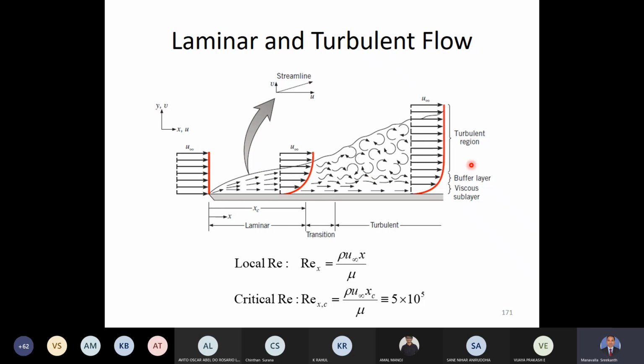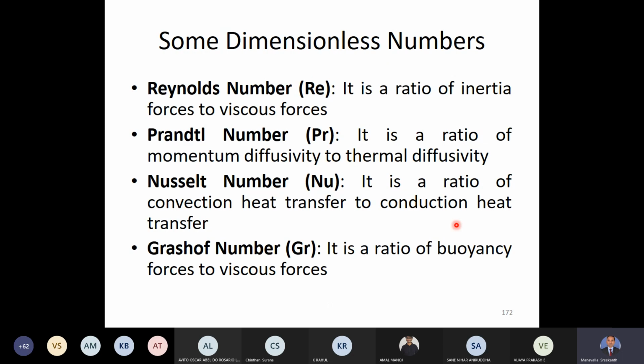Because of the changes in the velocity profiles, the amount of shear stresses exerted in this region will be different from the amount of shear stresses that are exerted in this region. So a lot of these things play a role in the heat transfer also.